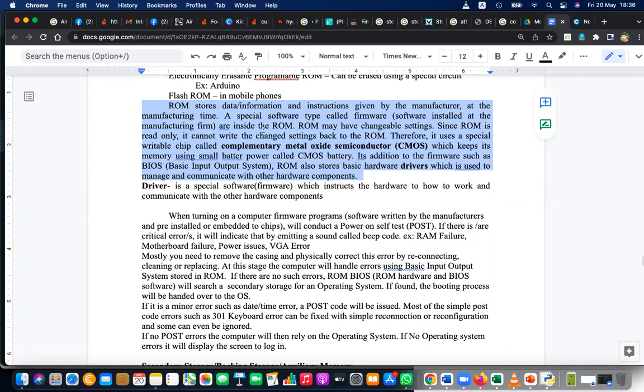There are some technical words today, but it is important to understand this full story. And in addition to that, ROM stores hardware drivers. So what are drivers? Hardware drivers.